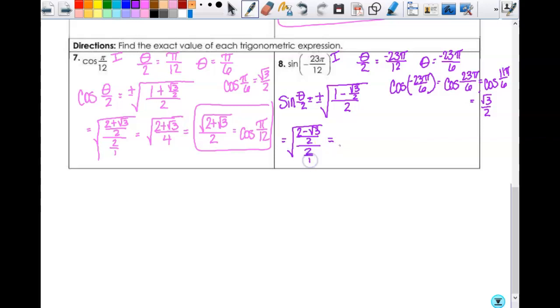Then I'm going to multiply by the reciprocal, so I get the square root of (2 minus the square root of 3) over 4. I can take the square root of the denominator, so that's the square root of 2 minus the square root of 3 all over 2, and that is the sine of negative 23 pi over 12.